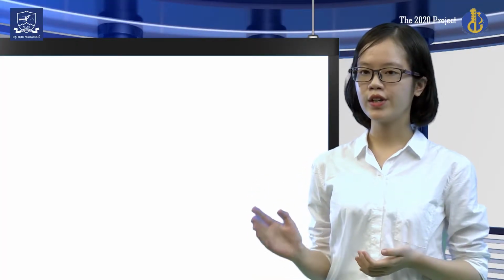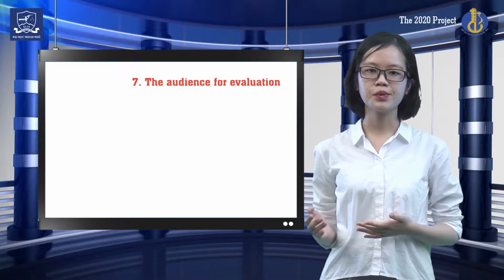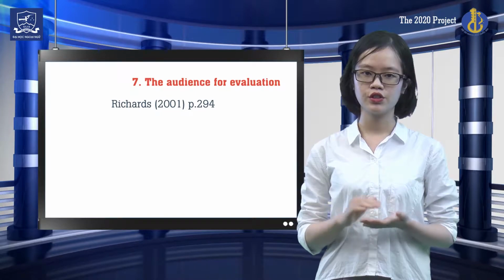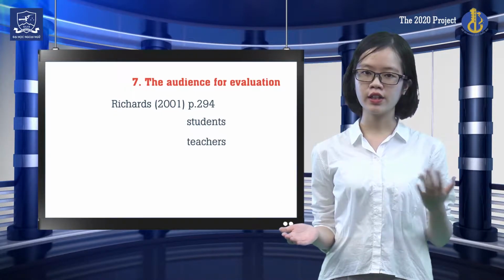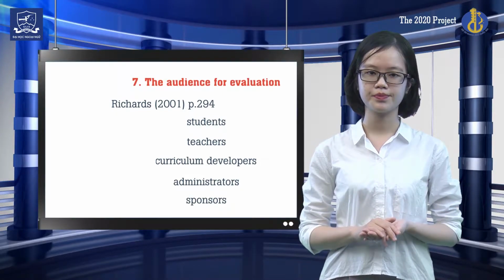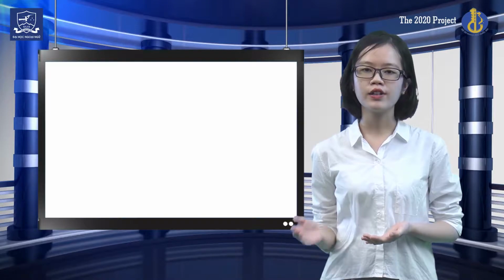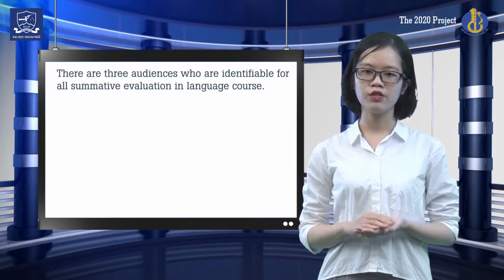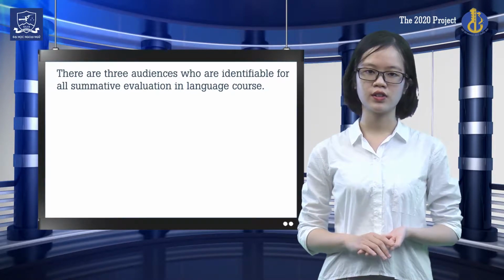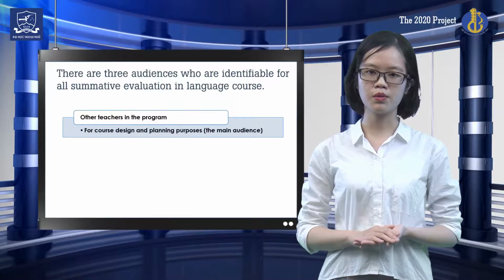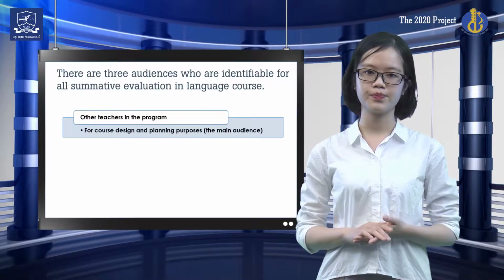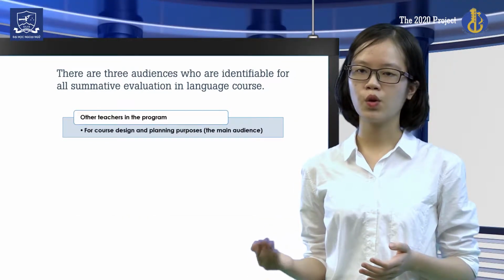Now, let's look at the audience for evaluation. According to Richards in 2001, the audience for evaluation may include students, teachers, curriculum developers, administrators, and sponsors. There are three audiences who are identifiable for all summative evaluation in language courses. First, there are the other teachers in the program who are responsible for course design and planning purposes. This is the main audience of course evaluation.